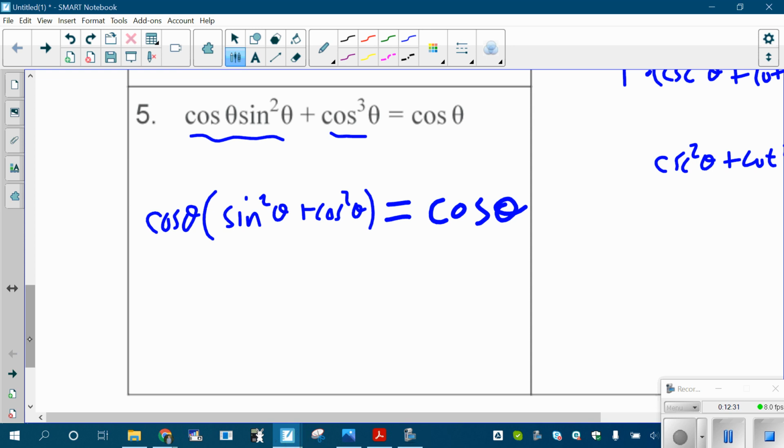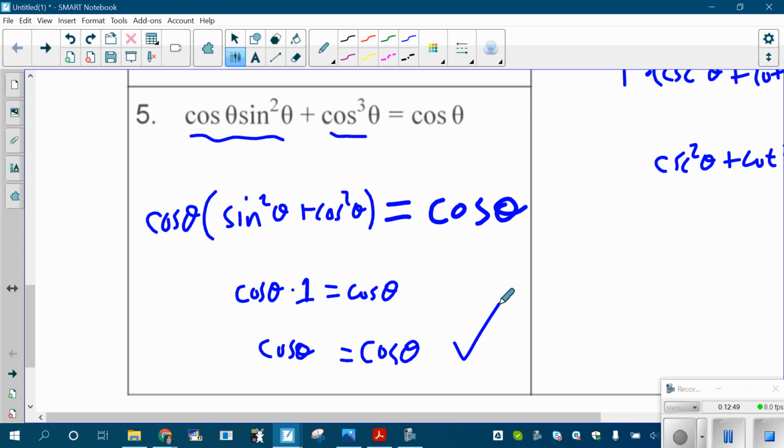Sine squared plus cosine squared. Again, one of our Pythagorean identities. It's 1. So then I have cosine of theta times 1 on the left and just cosine of theta on the right. Last step, cosine of theta times 1 is just cosine of theta. Done.